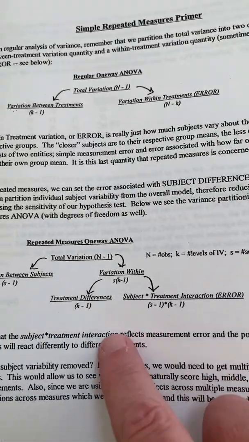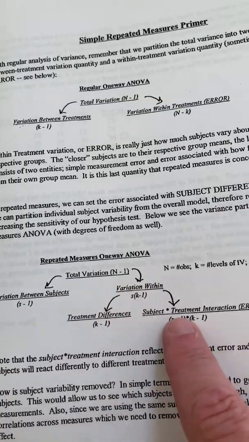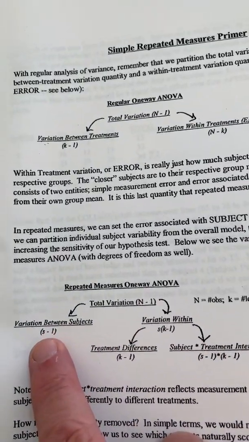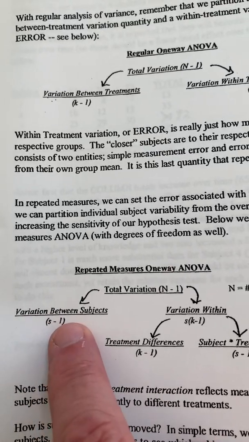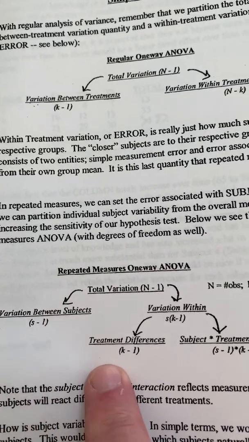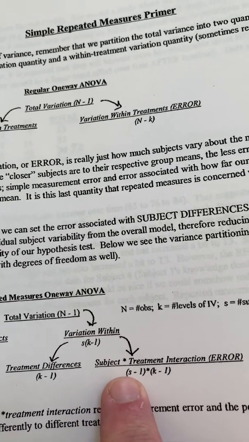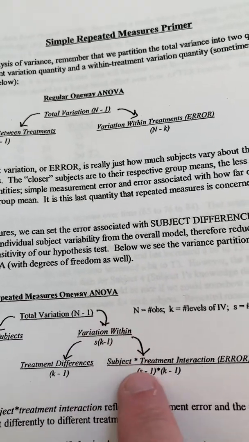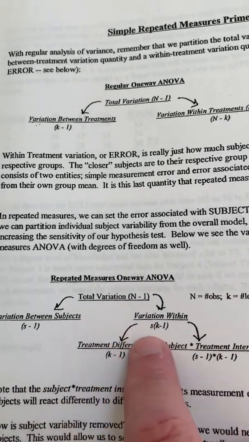If I go back to this repeated measures primer, you can see those effects are floating around here. So again, this is the repeated measures primer. Here you have variation between subjects, so this is going to be pi, this is going to be tau, and this is pi times tau. All right, so that's how all this kind of breaks out. So that's just another way to visualize this.